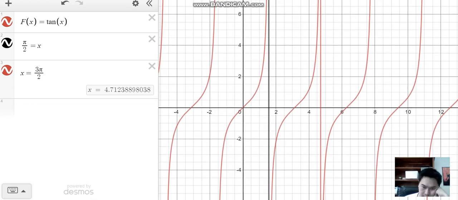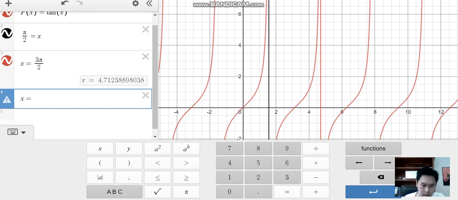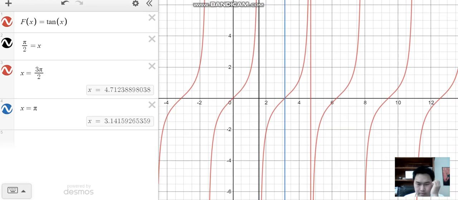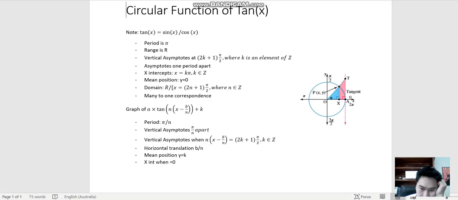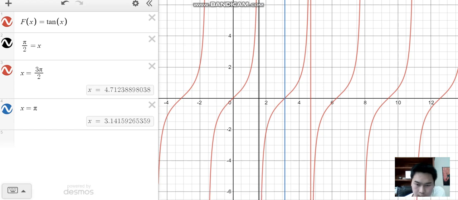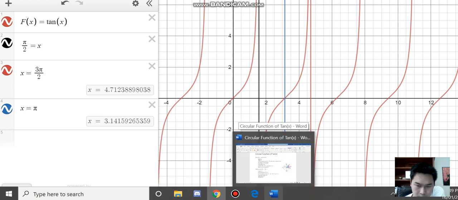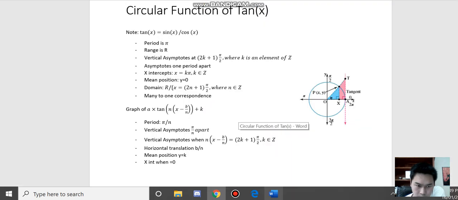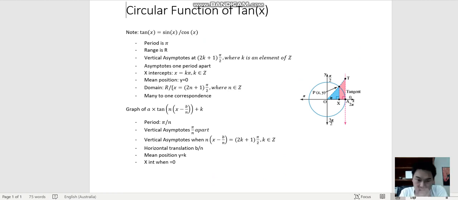The x-intercepts: notice that exactly in the middle, x equals pi. If you go to the diagram here at pi, that's the coordinate (-1, 0). So sine is 0 and cos is -1. What you need to know is that the x-intercepts are just at k pi, where k is a whole number.